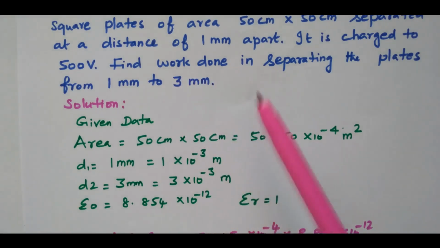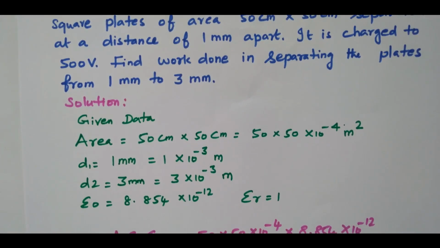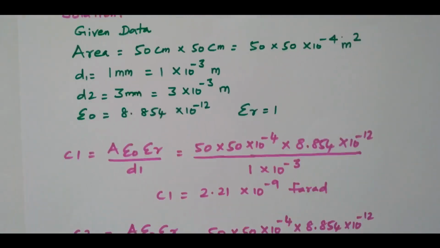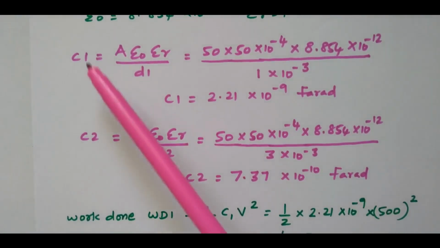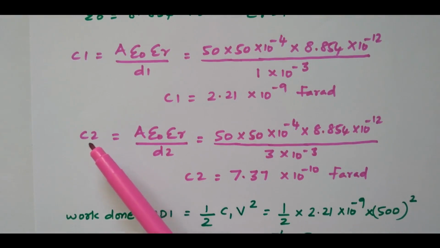What we need to find is work done. What is work done? Half CV square. The V is already available, but the C value is not available. How will you find the C value? By using this data we can find it. We will take C1 for 1 millimeter and C2 for 3 millimeter. From C1 and C2 we will find the work done WD1 and WD2, and from that we can find the net work done.